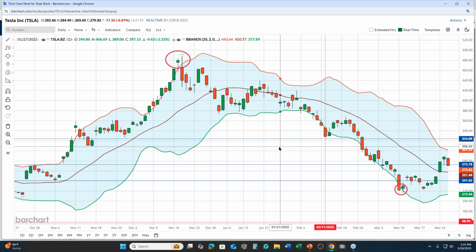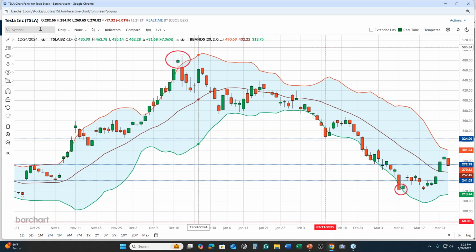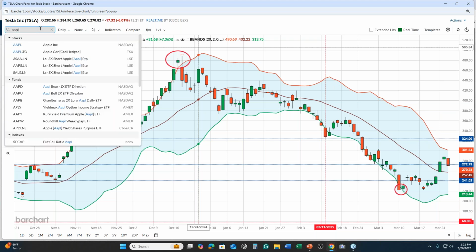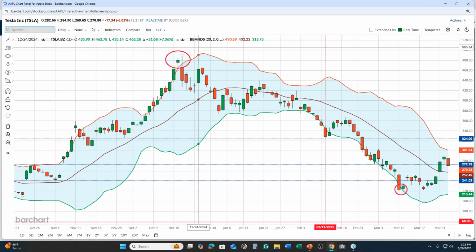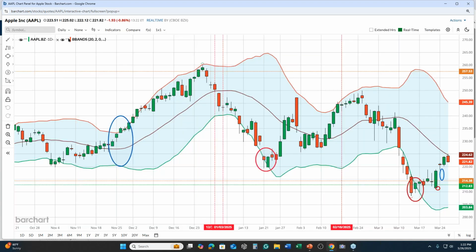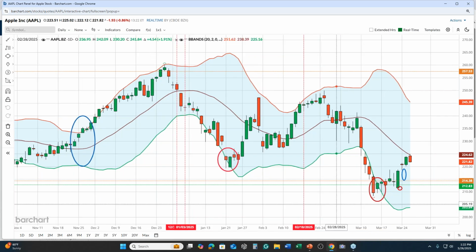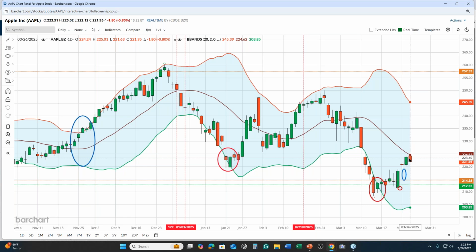All right, so let's switch from Tesla back to Apple. And again, very similar here, right? Notice how our bands turn out. We're getting increased volatility. We have 2 candles outside of our Bollinger Bands as our bands are starting to turn out. But notice this 3rd candle here. This is the one that actually started the reversion back to the mean.